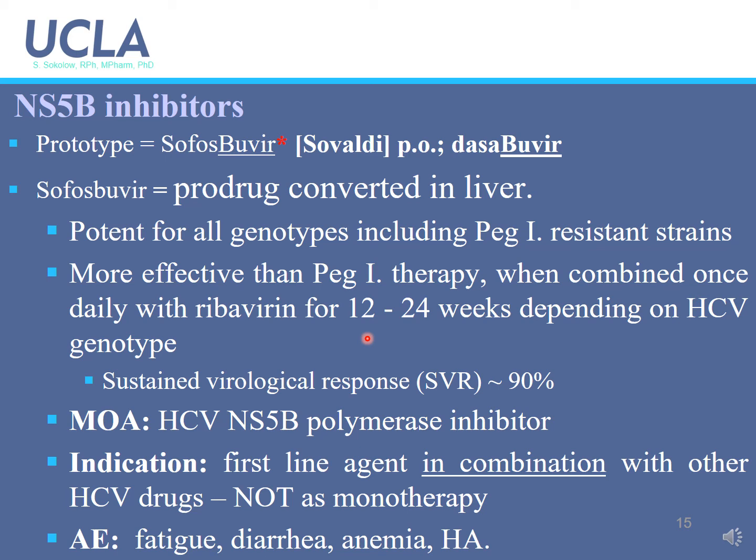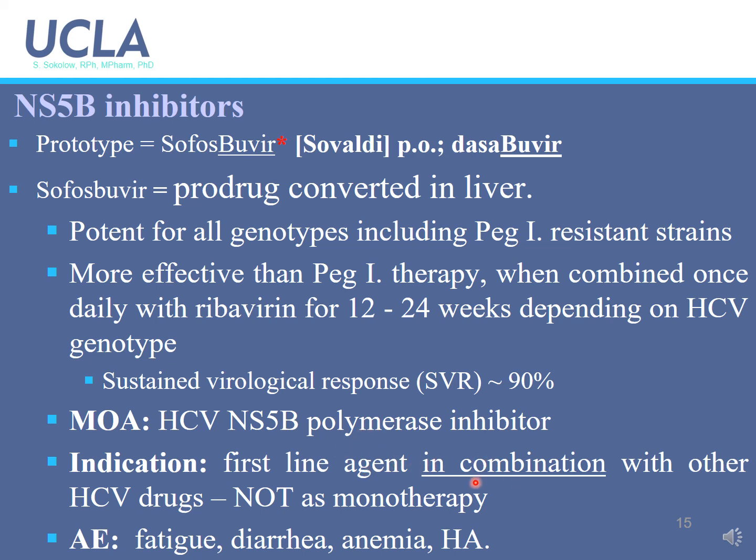So as you can see, this is long-term therapy because it's a chronic Hep C infection. Hepatitis C is a chronic infection, so it requires a long-term treatment. So you see here 12 to 24 weeks. And with this, you can achieve a sustained virological response of 90%. The mechanism of action: it just inhibits a different polymerase, which is the NS5B, and blocks the replication of the virus.